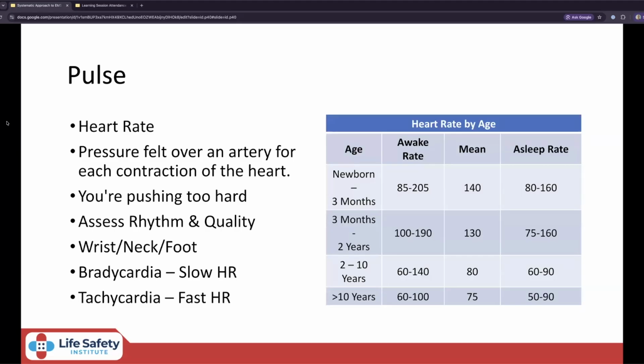So one of the first vitals, one of the easier ones to get, is a pulse. And so the pulse is measuring the heart rate. So how many times in a minute is the patient's heart beating, right? And this is the pressure you feel over an artery for each contraction of the heart.